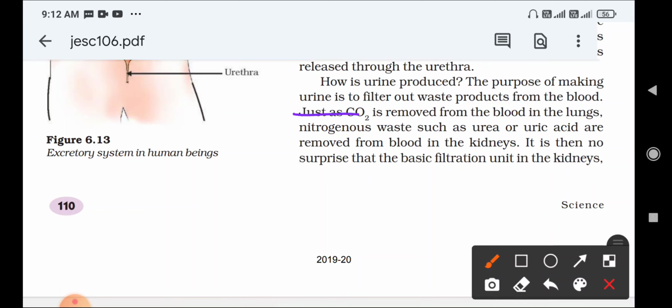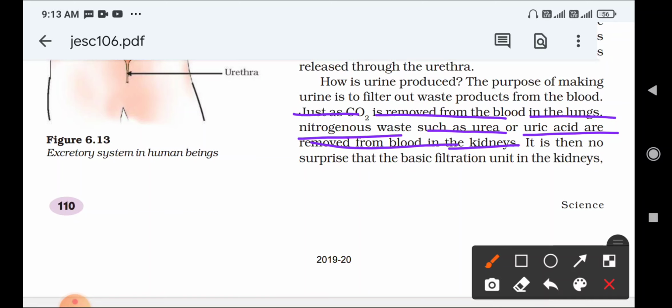Just as carbon dioxide is removed from the blood in the lungs, nitrogenous waste such as urea or uric acid is removed from the blood in the kidneys. Carbon dioxide contained in the blood is removed through respiration. Here, the blood contains waste products that should be removed by the excretory system.